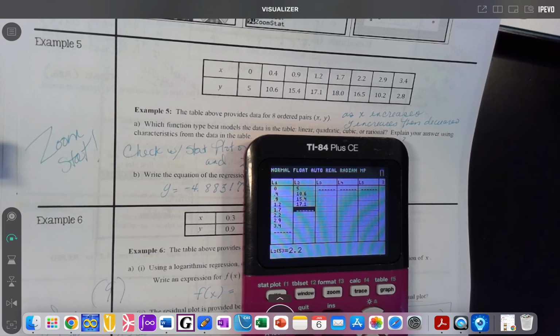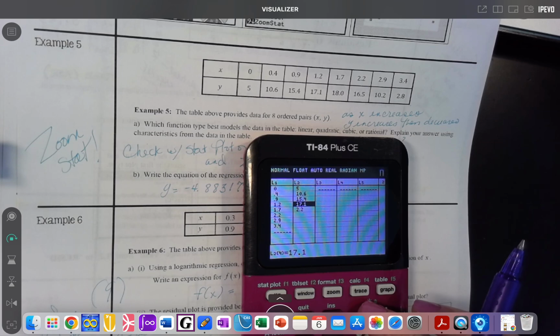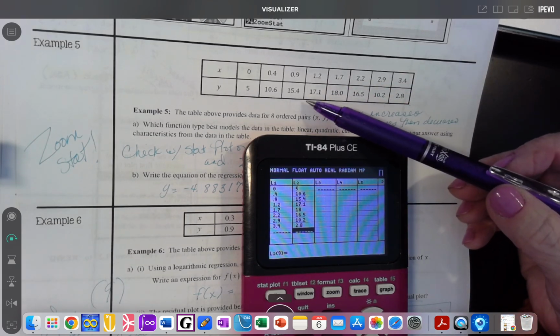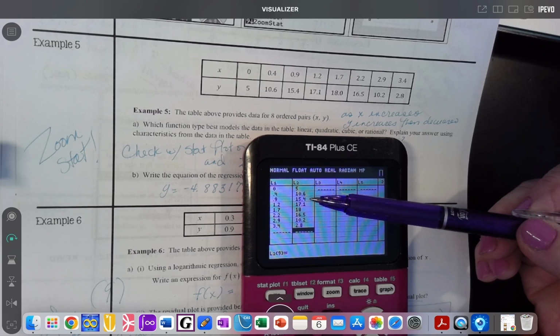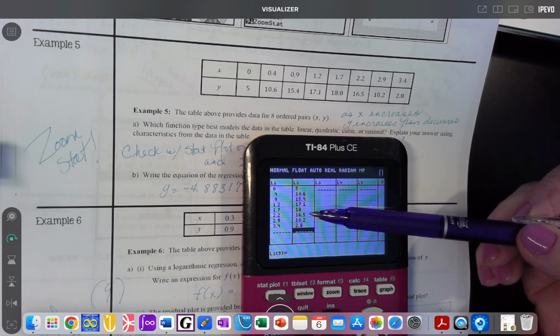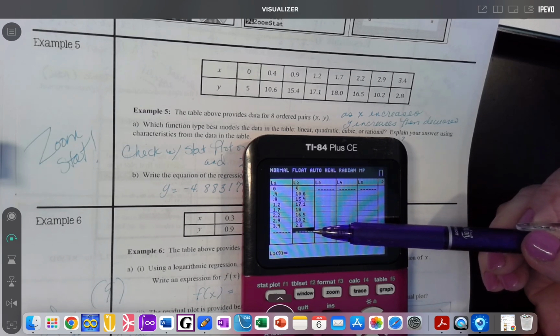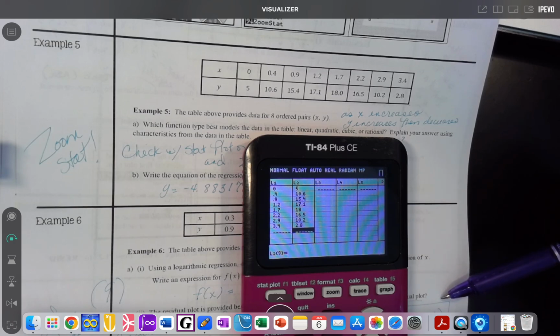2.2. It's not 17.1. I was looking, okay, yeah, I'm okay. 5, 10.6, 15.4, 17.1, and then 18. I got off a little bit. And then 16.5, and then 10.2, and then 2.8. So again, check these: 5, 10.6, 15.4, 17.1, 18, 16.5, 10.2, and 2.8. Okay, so I got my data in there right.